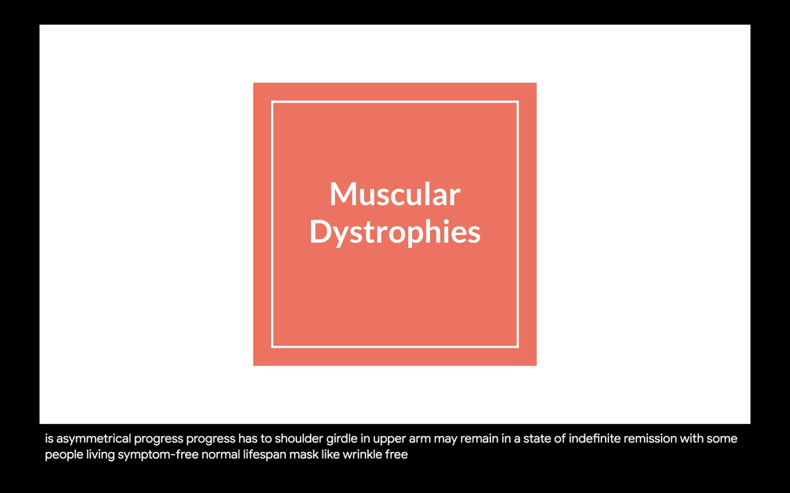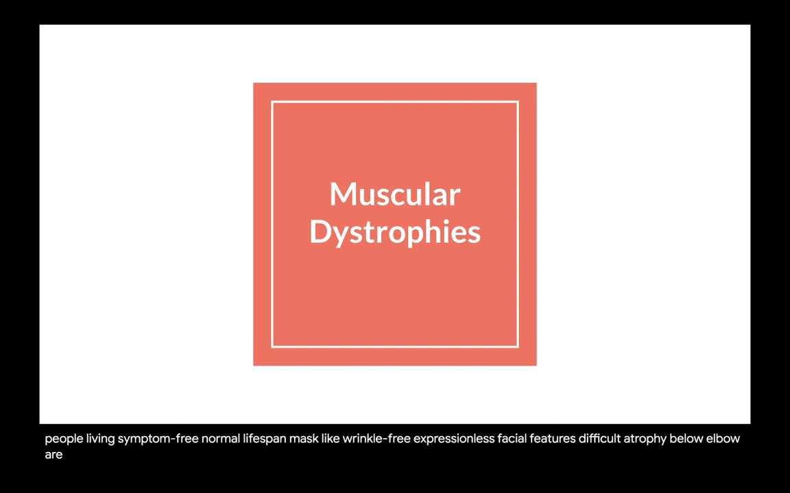Mask-like, wrinkle-free, expressionless facial features. Difficulty in closing eyes. Muscles above the elbow atrophy, below the elbow are normal. Popeye effect. Difficulty in raising arms.